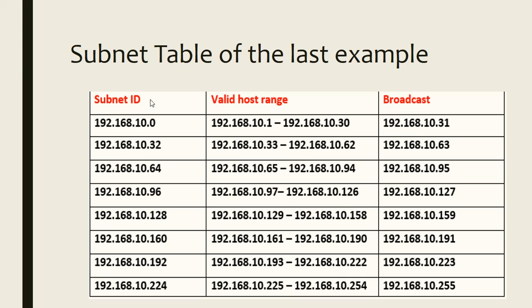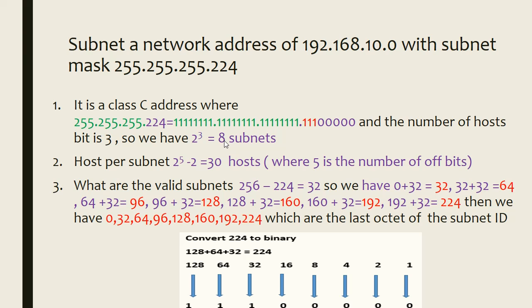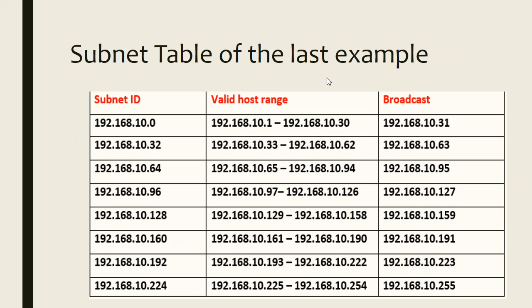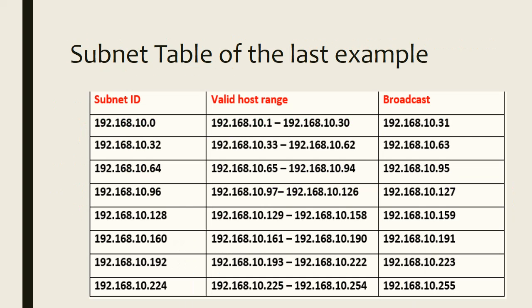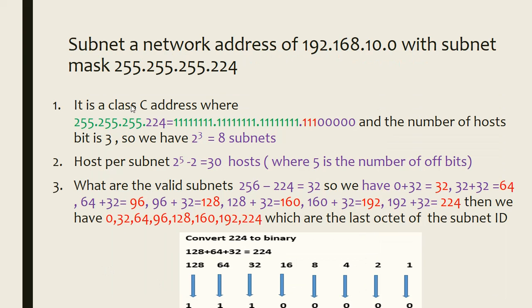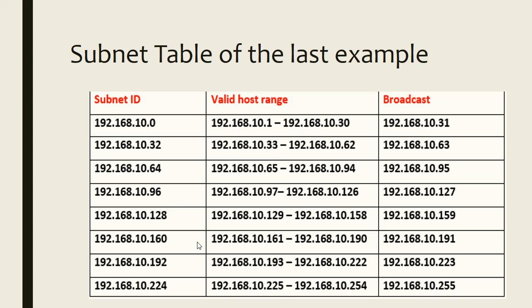So how many subnets do I have? 1, 2, 3, 4, 5, 6, 7, 8. As it said here, I'm having 8 subnets, 30 hosts per subnet, 1 to 30, and I'm having this broadcast address. So that means for this subnet address, I have successfully subnetted this network ID with this subnet mask to this.